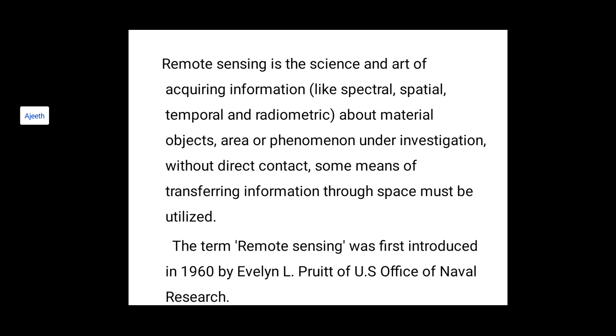About a material, object, area or a phenomenon under investigation without direct contact. So without going anywhere, you can watch that. Some means of transferring information through space must be utilized. So whatever is required for us to investigate without going to an actual position, we could use remote sensing.